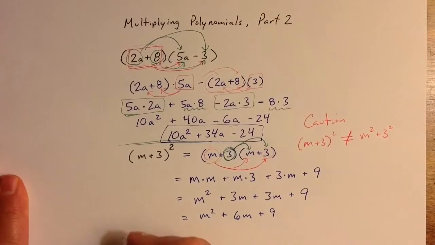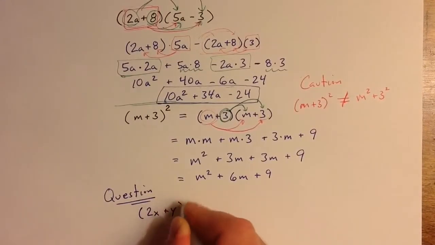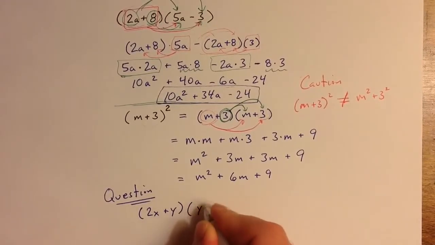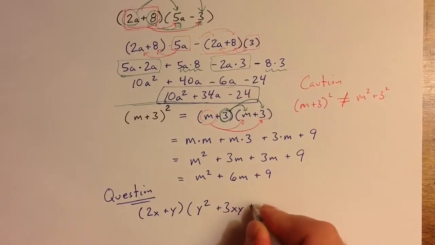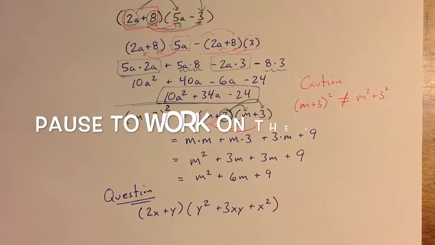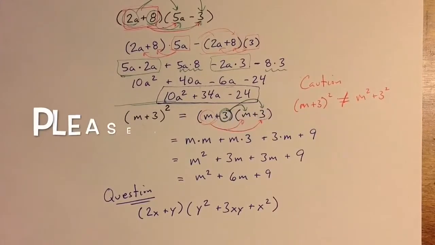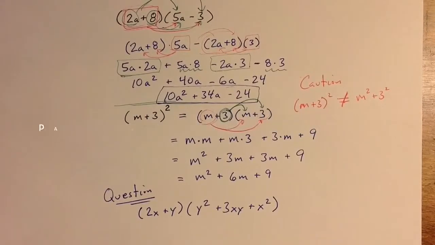So let's look at one more example, but I'll let you think about it for a moment first. Let me give you this question. Take a moment, pause the video, and try to multiply together 2x plus y and y squared plus 3xy plus x squared. In a moment or two, I'll walk through the answer, but I encourage you to pause the video and try to come up with the solution on your own first.